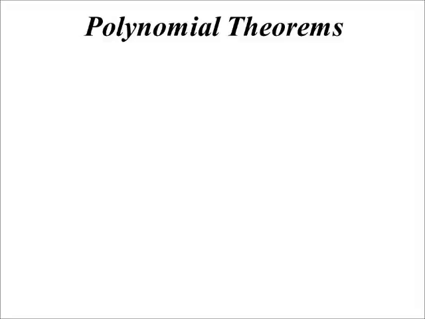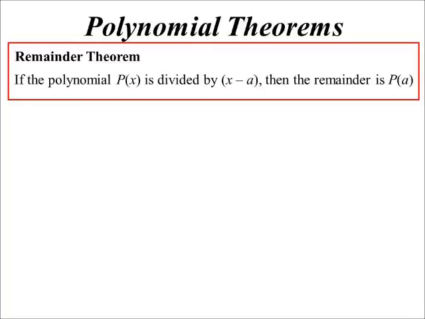Some polynomial theorems. First one is known as the remainder theorem. And it simply says, if you're going to divide by a linear factor, then all you've got to do is substitute the number in, so it's x minus something, and whatever you get, that's going to be the remainder. Here's a proof of that.